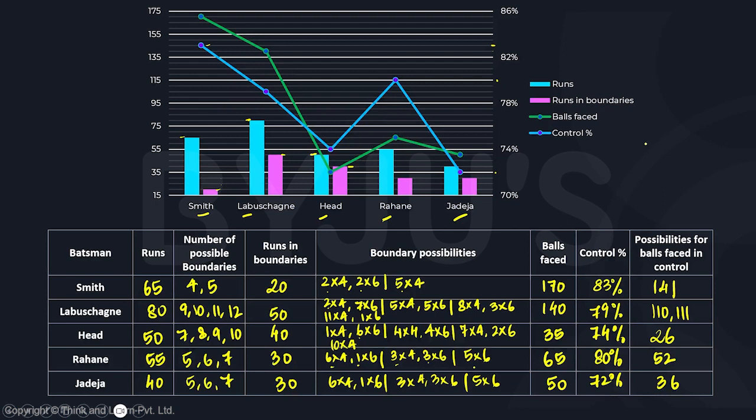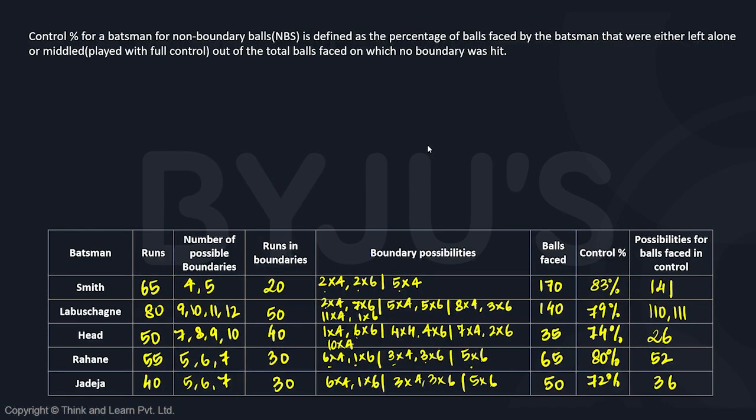Now let's look into the second part, whatever the statements were all about. I mean, what they were about. So it is given. So control percentage, balls faced, boundary possibilities, everything is something we have calculated from the mixed chart. Now there is one more term that is left, which is control percentage for a batsman for non-boundary balls, which is NBS, defined as the percentage of balls faced by the batsman that were either left alone or middle, that is played with full control, out of the total balls faced on which no boundary was hit.